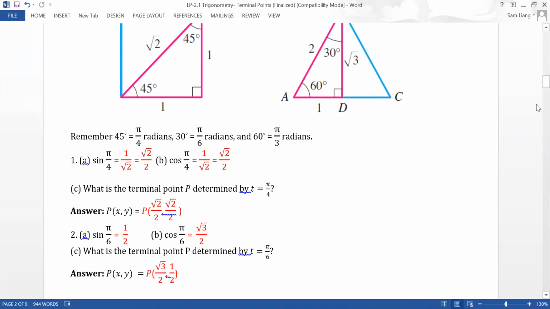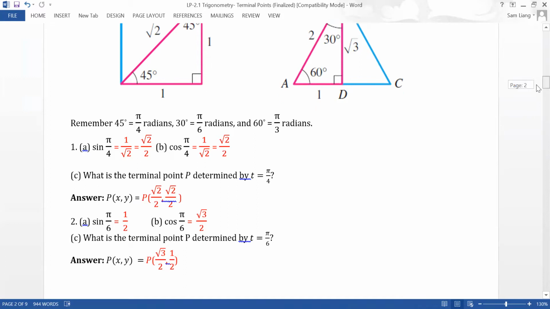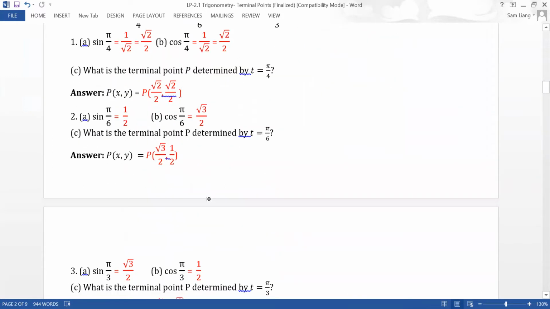All right, if you need a copy of this solution, please pause the video here. All right, and then we'll move on to question 3.